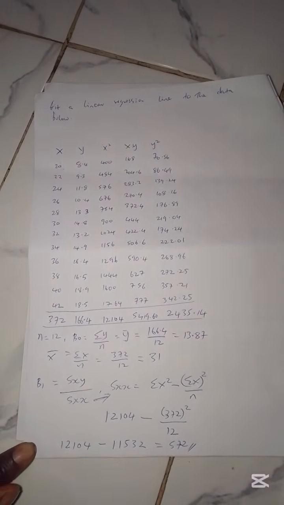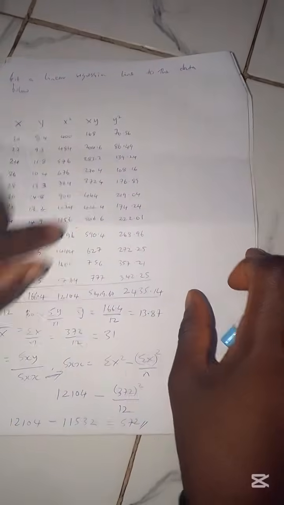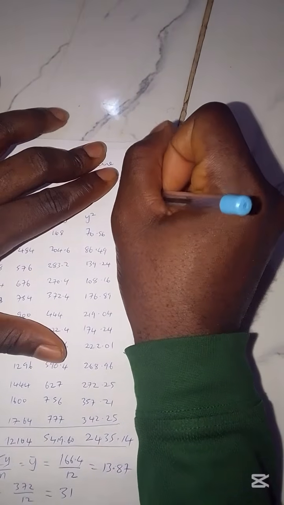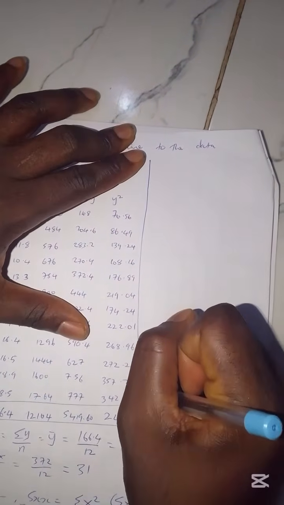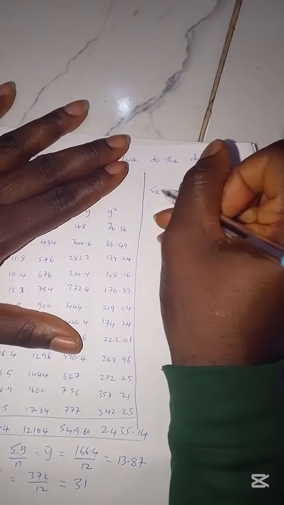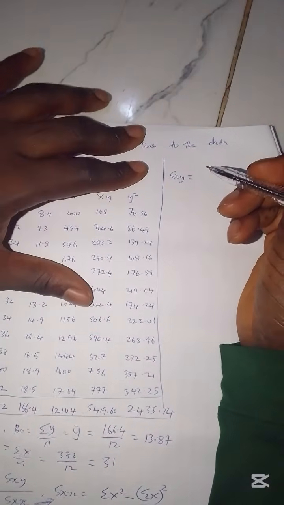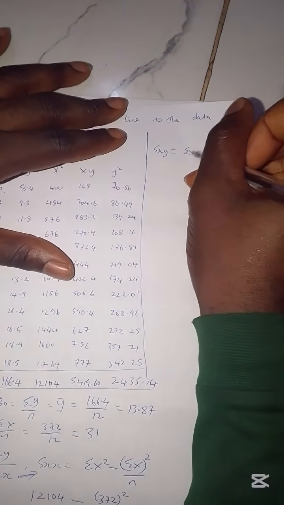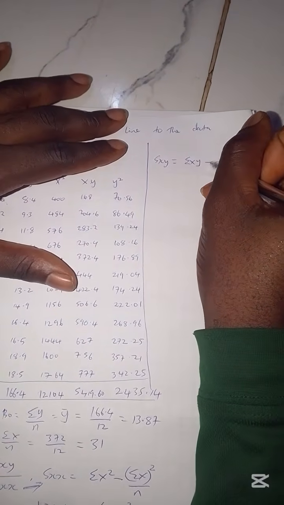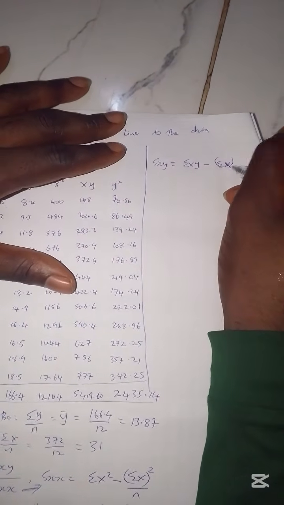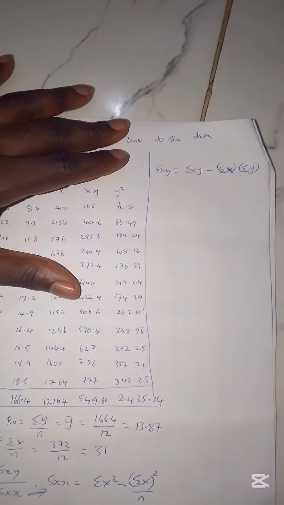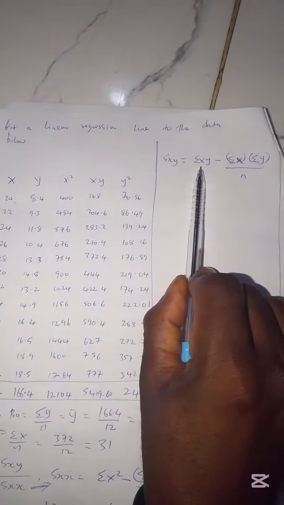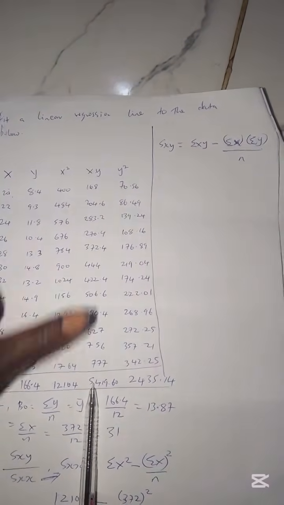So let's get SXY. Permit me to write it up here. Let me draw a line here so that I can demarcate it. So SXY is equal to what? If you can remember, SXY is equal to summation XY minus summation X times summation Y all over N. Very simple. So SXY will now be equal to summation XY. This is XY. Summation of XY is this one.